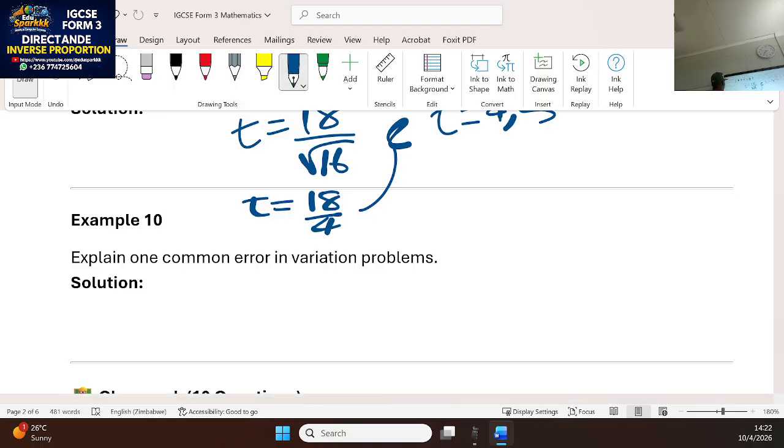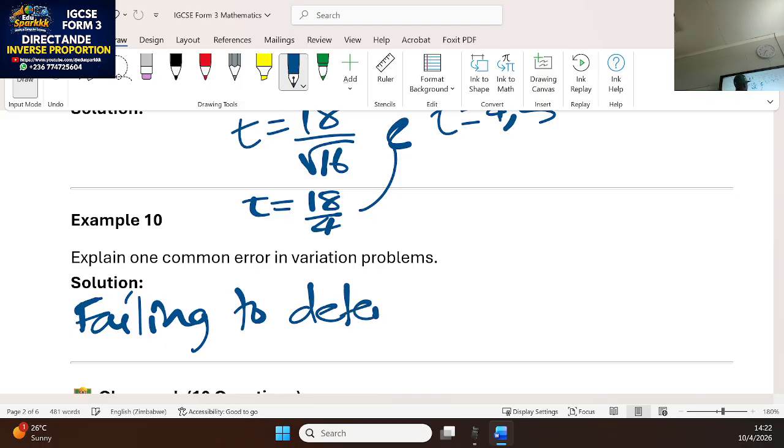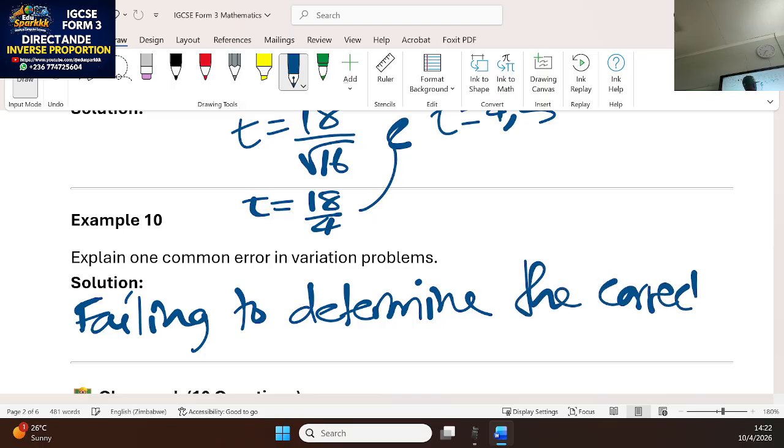Still moving: explain one common error in variation problems. Well, the common error that we have is failing to determine the correct formula. In other words, you mix up inverse and direct. So the moment that happens, then everything collapses.